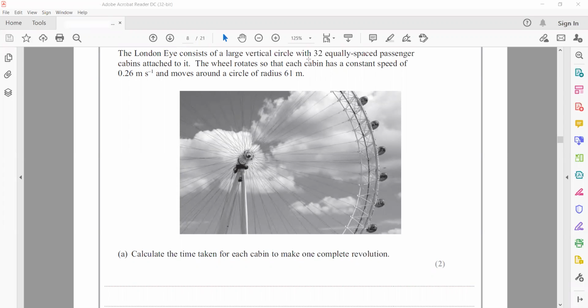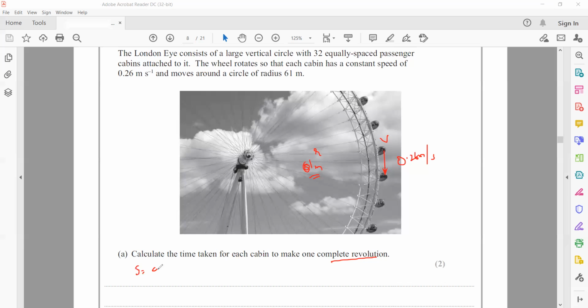The tangential speed is given, the speed at which this cabin is moving, that is 0.26 meters per second. So v is given, r the radius is there, which is about 61 meters, and we have to calculate the time for each cabin to make one complete revolution. So for one complete revolution, we know that speed is equal to distance divided by time.